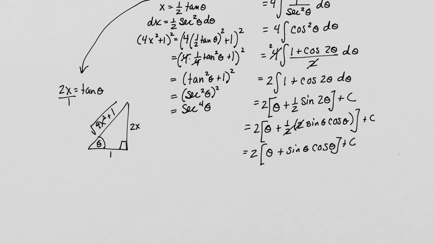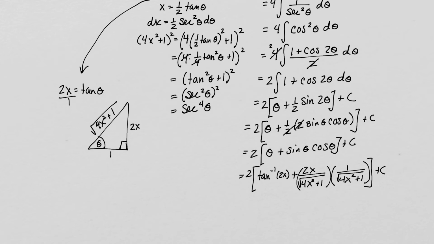So I'm just going to move this up here a little bit so I have a little more room. So again, back to here to figure out what theta is. Theta is going to be the inverse tangent of 2x. So we have 2 times tangent inverse of 2x plus the sine, which is 2x over the square root of 4x squared plus 1, times the cosine, which is 1 over the square root of 4x squared plus 1, plus c. And I know I took it one step further on the solutions, but you can stop there.